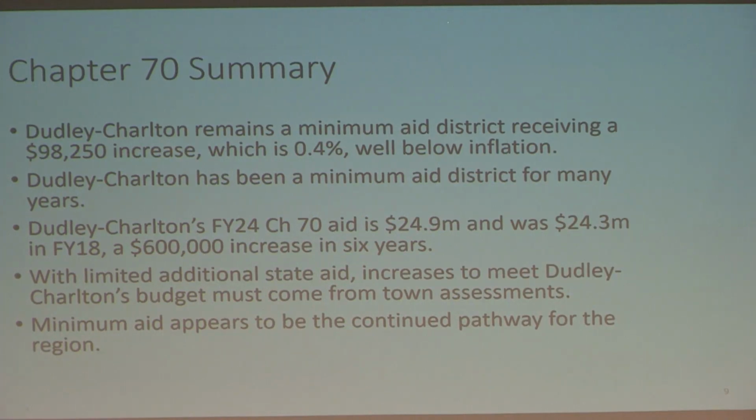So in order to fund the Dudley Charlton assessments, that money has to come from somewhere. Minimum aid appears to be the continued pathway for the region. So we've mentioned that that has been the pathway in the recent past. That is the pathway again for FY24, and it could very well be the pathway into the future. But as mentioned a few moments ago, Dudley Charlton is trending towards being a foundation aid district, and that could alter the Chapter 70 aid in the future. Could. We don't know yet.